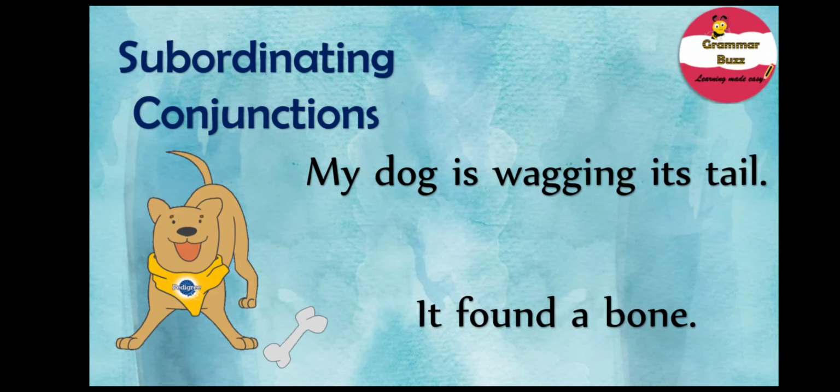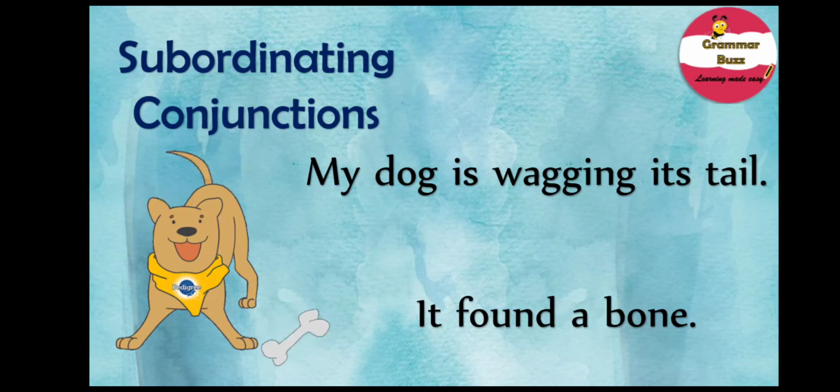If we try to join these sentences with a coordinating conjunction like and, but or so, we will create nonsense. They cannot be coordinated to make sense. We can't say my dog is wagging its tail and it found a bone. Or we can't say my dog is wagging its tail but it found a bone. Or maybe my dog is wagging its tail or it found a bone. Well, it all sounds messed up. So, what do we do?